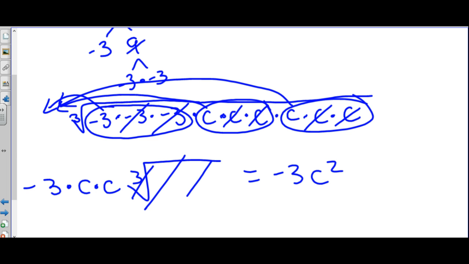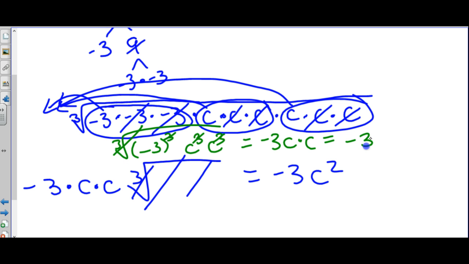Now something else that they may do instead of just looking at groups of 3, they may say, well, negative 3 times negative 3 times negative 3, that's the same as negative 3 to the third. C times C times C, that's the same as C to the third. Same thing with the second group, that's the same as C to the third. And when you're taking the cube root, it would cancel out anything to the third. So we'd get negative 3 times C, which is still negative 3c squared. So there's a second way to think about it. So let's look at one more like this.